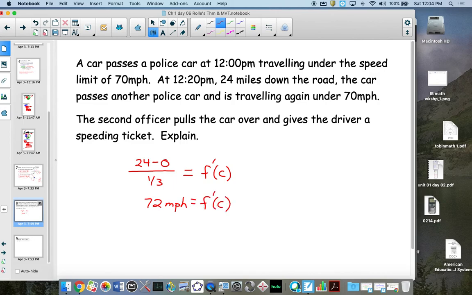And so the officer told the driver, by the mean value theorem, somewhere over these last 24 miles you must have been going at least 72 miles an hour, or exactly 72 miles an hour. Therefore you were speeding and you get the ticket. Is anybody smiling? Probably. You don't have to admit it.